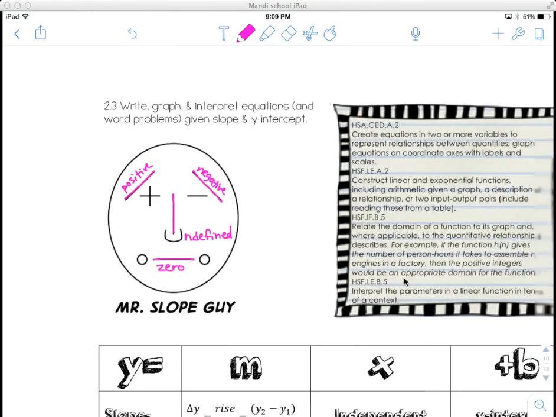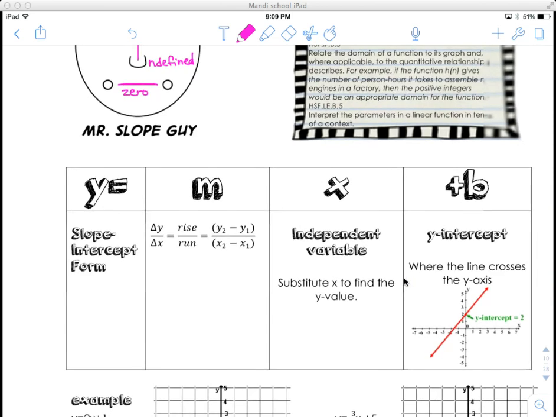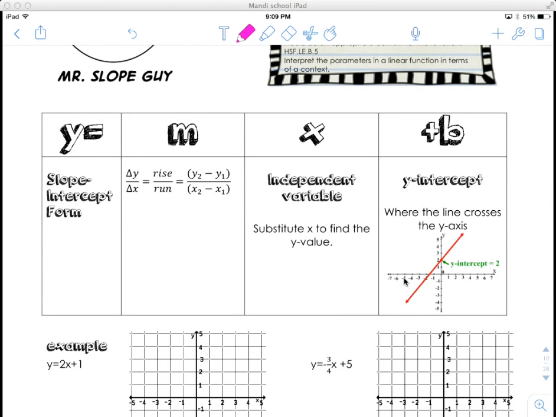Okay, so let's look at the equation for slope-intercept form. This is y equals mx plus b. The m is slope. And slope can be change in y over change in x. It can be rise over run. Sometimes you even see it as y2 minus y1 over x2 minus x1. It's however you learn slope.